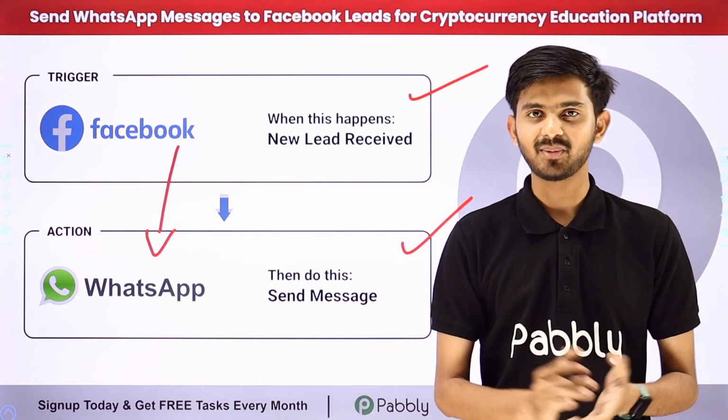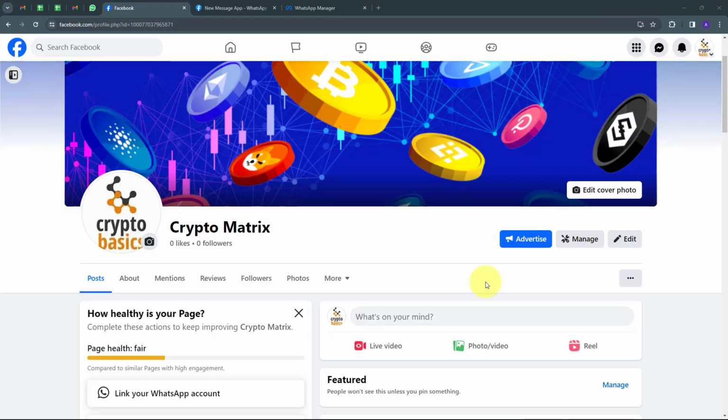So how am I going to build this connection? For that, let me take you to my computer screen. I hope you can all see my computer screen, and today we are going to see how we can send WhatsApp messages to Facebook leads for a cryptocurrency education platform. I have a cryptocurrency education platform, and to promote it, I have also created a Facebook page. This is my Facebook page, named Cryptometrics, and on this page, I'm running an ad campaign through which I'm getting a lot of leads.